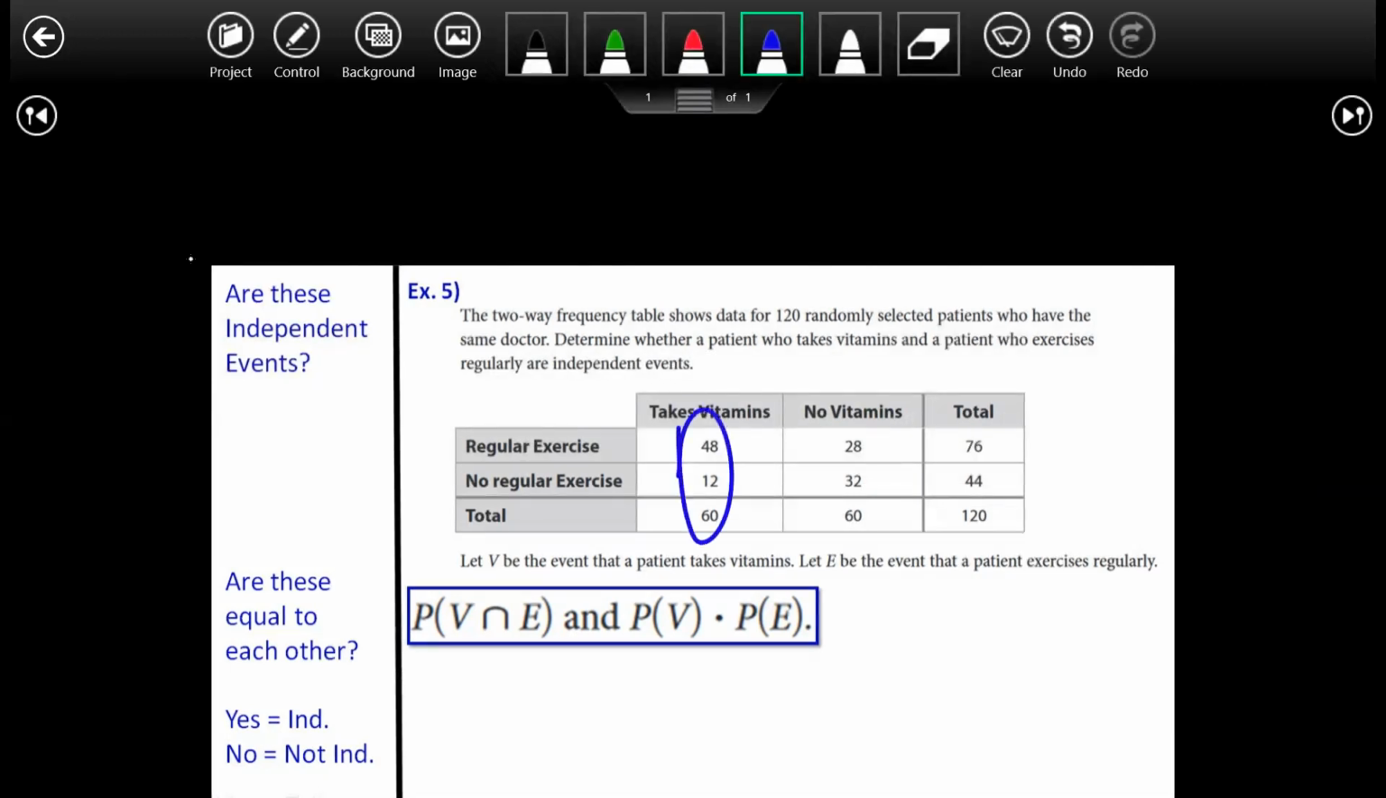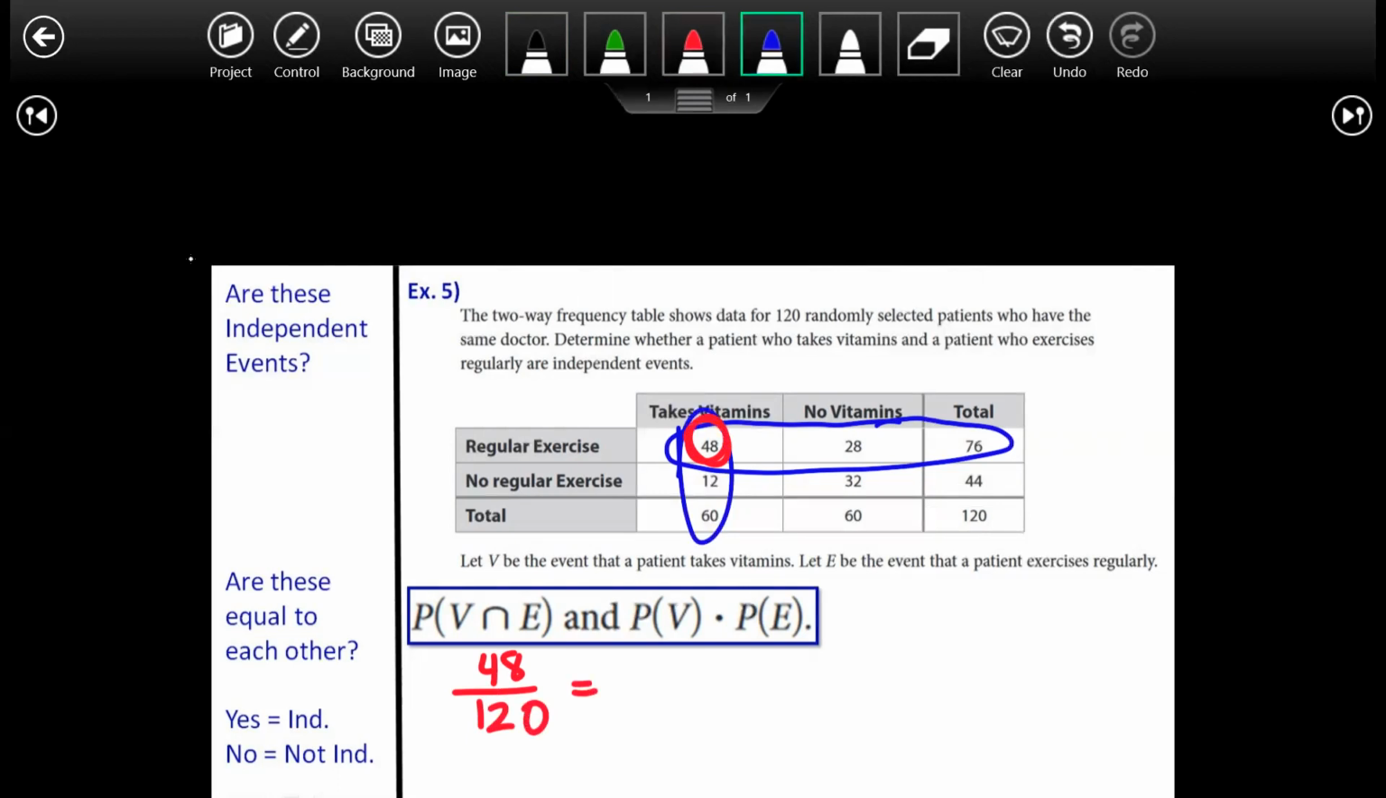Taking vitamins is going to be our category. We're also going to look at exercising regularly. What is the probability of taking vitamins and exercising? It's 48 of how many people both exercise and take vitamins? 48 of 120.